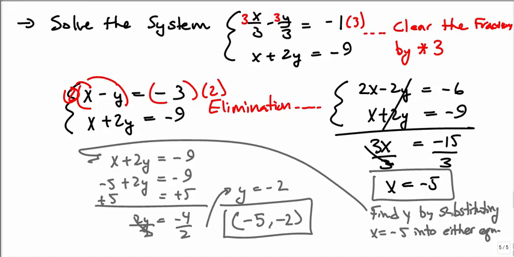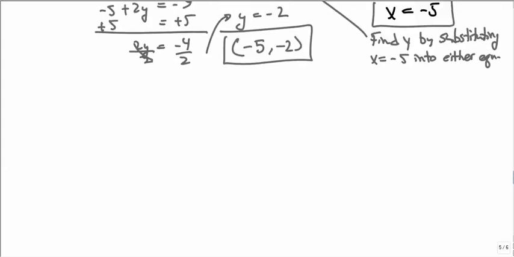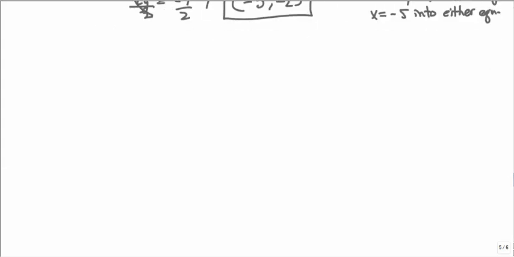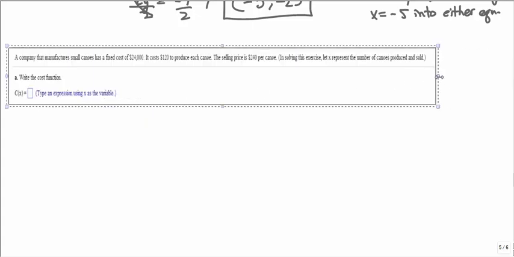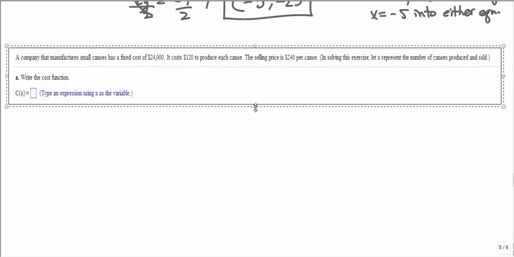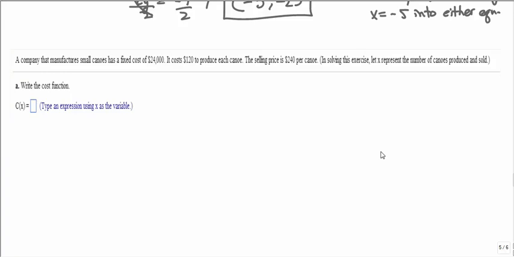So the first one we're going to look at is a business application where we're learning to write the cost function, and then after we write the cost function, we'll be looking at how to write a revenue function as well with some additional information. So we'll take this step by step and answer each question as it is asked. So first of all, it says write the cost function. They recommend that we use C of x for the cost function.